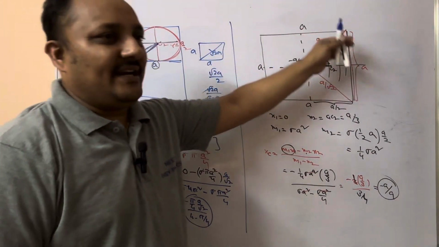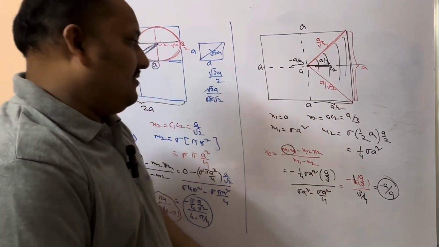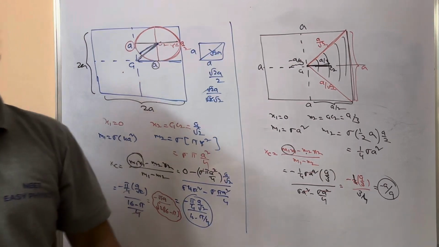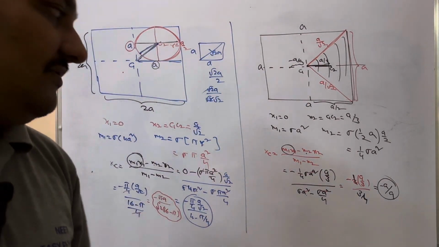This will come for a rectangle also, similar to this. You can remember those. This is about the removal portion. Now we have the integration method. That integration method we will see in our next class.